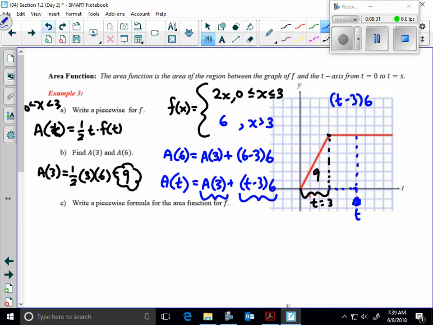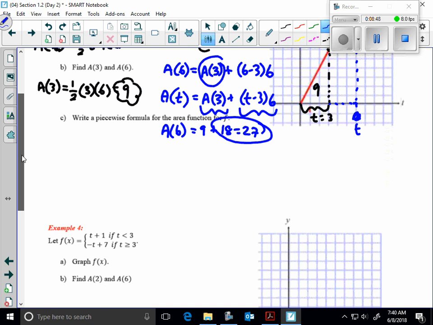Looks like that'll be 18. 18 and what we knew this to be, which was 9. So A of 6 would equal 9 plus 18, which is 27. So A of 6 would be 27. Not sure why I circled the 18 there.